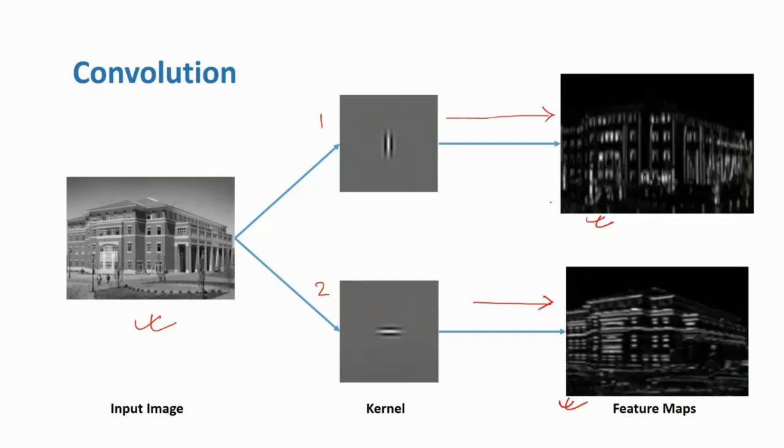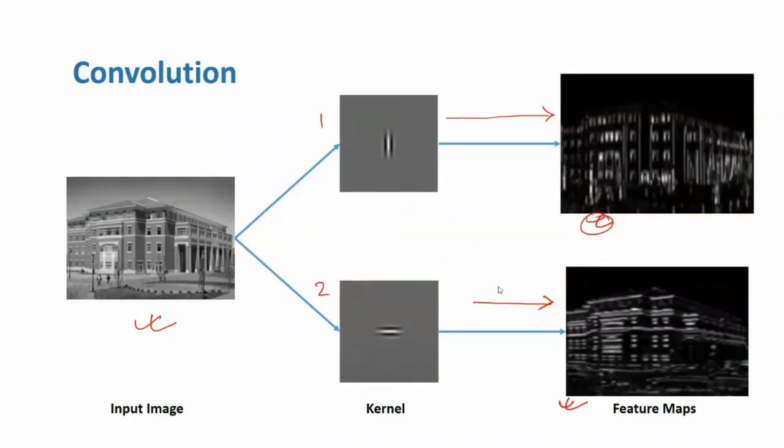Okay, this will give you n number of different features: information about your vertical edges, information about the horizontal edges, information about the color combination, information about the intensity, information about the texture. All the information will be extracted in feature maps, in multiple feature maps, as a result of the convolution operation by different kernels.